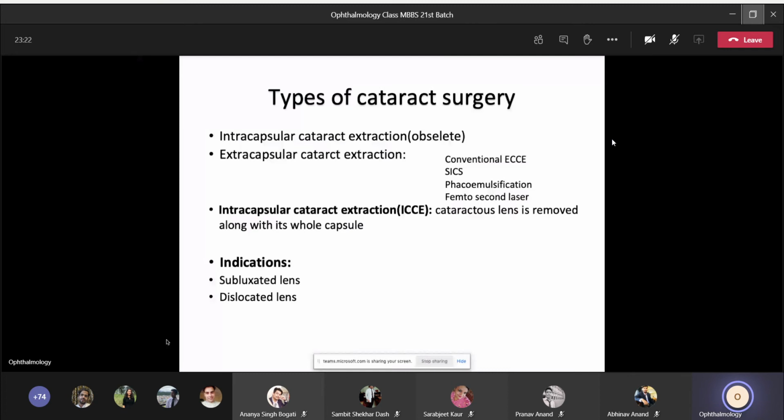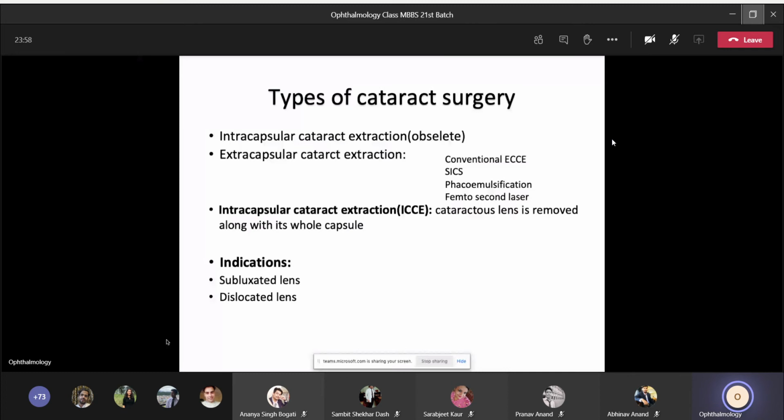This may lead to complications like vitreous traction, ultimately leading to retinal detachment. So this technique is accompanied with lots of complications, and we don't practice it anymore. But in certain cases we may need to do it, such as in subluxated or dislocated lens. In those cases, sometimes we may need to apply this technique.